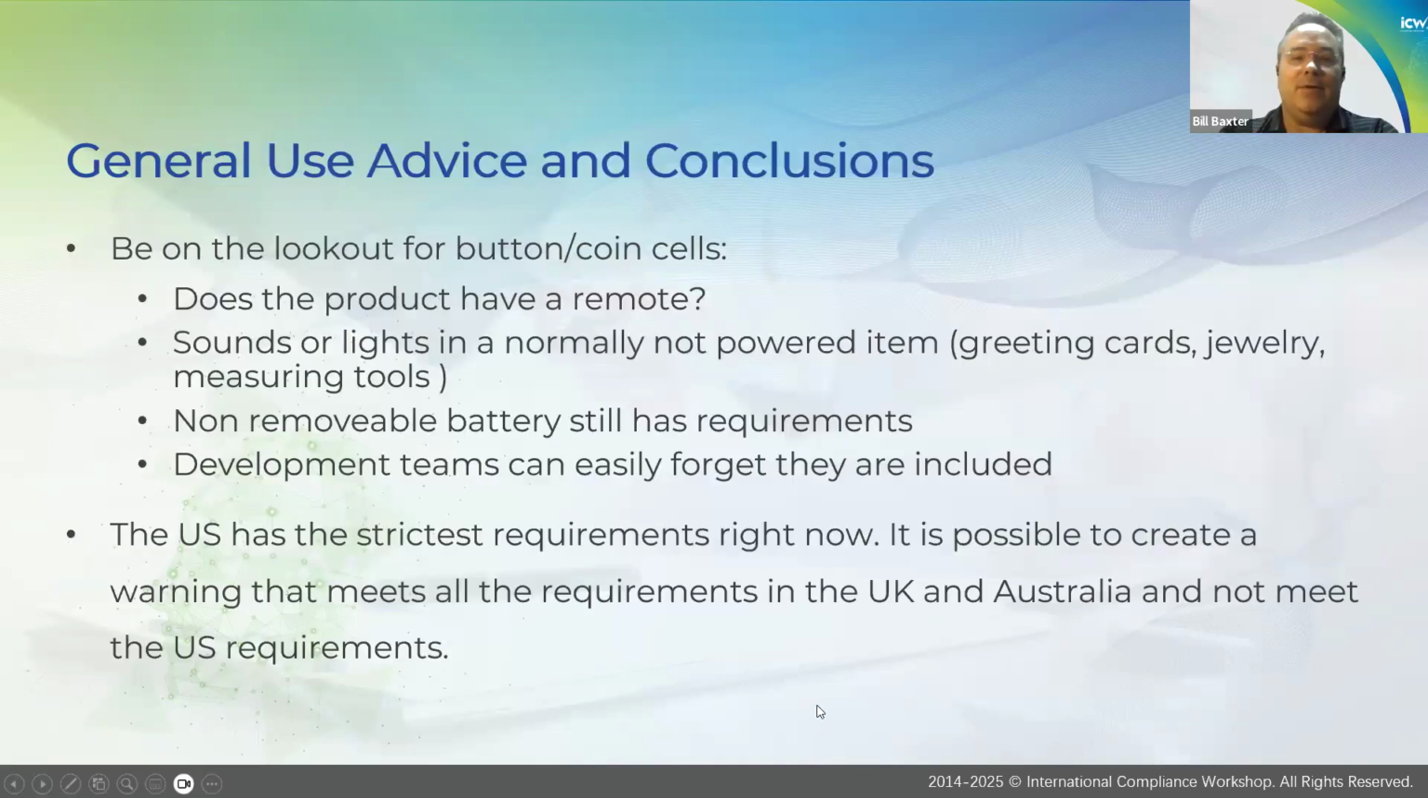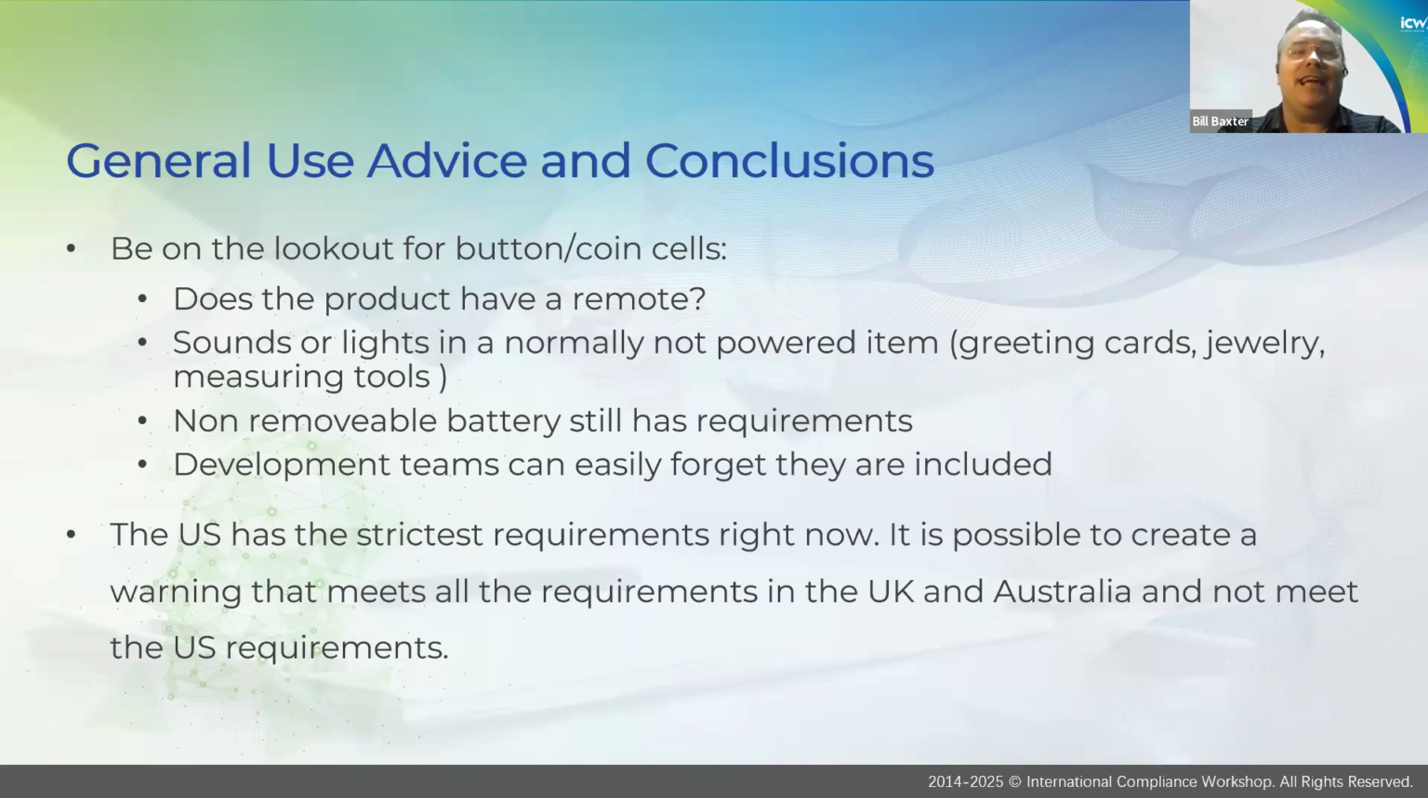Right. And so we put together a couple thoughts here that are just things you should keep in mind. And the first one is be on the lookout for button and coin cells in your products. They're small, they hide, you don't think about them. And so you have something that's a coffee maker, but whoops, it has a remote control. Or something where you've put lights or sounds in something that's not generally a powered item, like greeting cards, jewelry, a yo-yo, a slide, calipers. These are all items that are now containing button cell batteries.